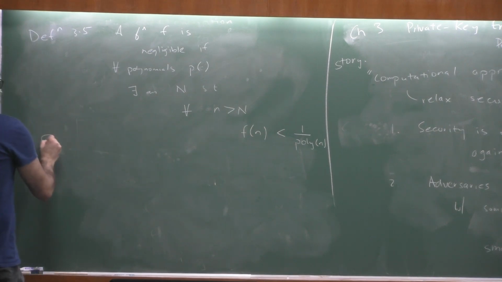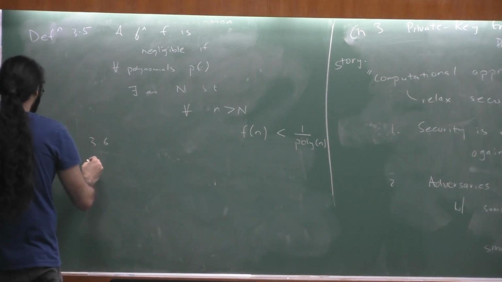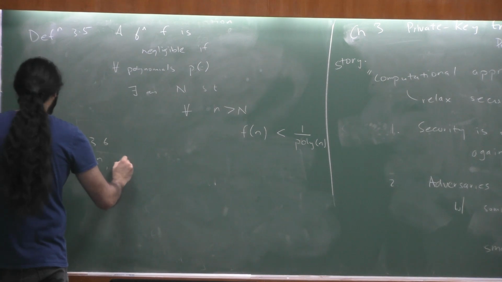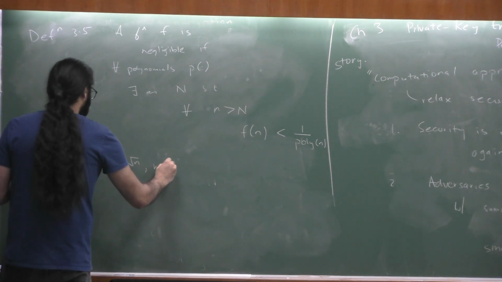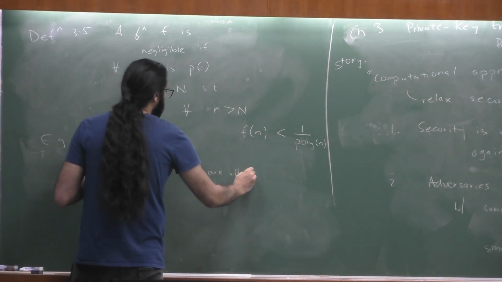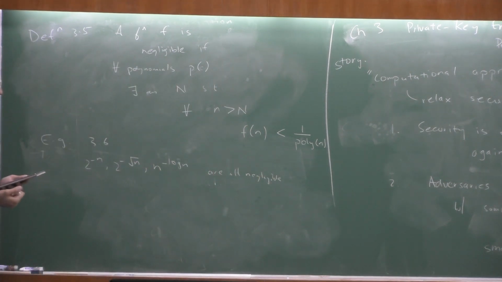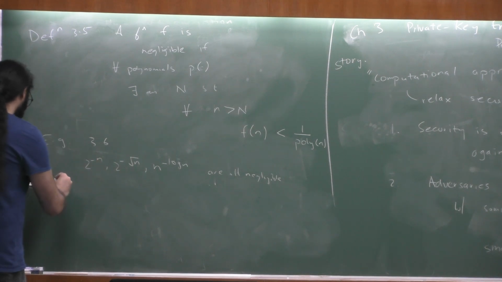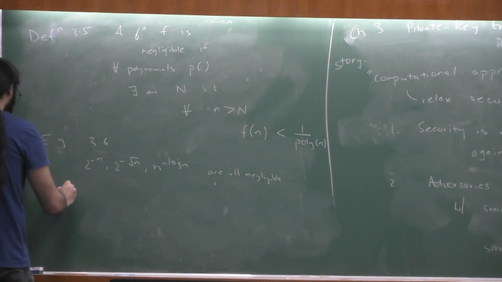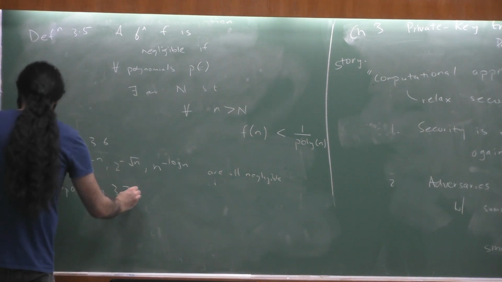Okay, and then some examples of functions that are negligible. So example 3.6 from the text. These functions, 2 to the minus n, 2 to the minus root n, n to the minus log n, are all negligible. I'm not doing the proof. I actually did not even check it for myself, but it's good to do it once to get your hands dirty and see what is and isn't negligible. Here is a useful proposition which is easy to see.